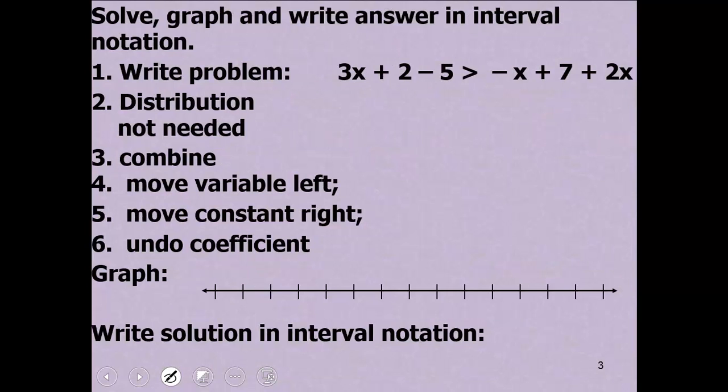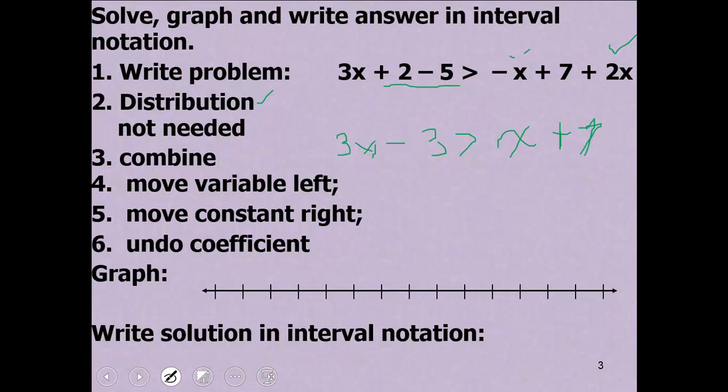Let's try this first problem. Again, on your homework, please write down the original problem so that when I come around to help you, I can see the starting point. Thanks, I appreciate that. This problem doesn't have any grouping symbols, so distribution is not needed. We're just going to skip that step. I am going to combine. I have two constants on the left, so I have 3x minus 3 is going to be greater than, I have a negative x and a positive 2x, so that gives me a positive 1x plus 7.